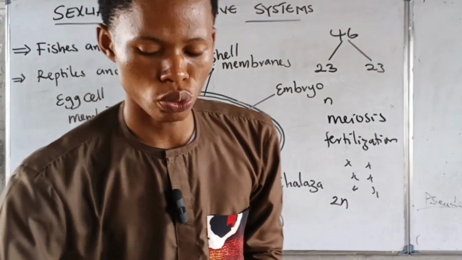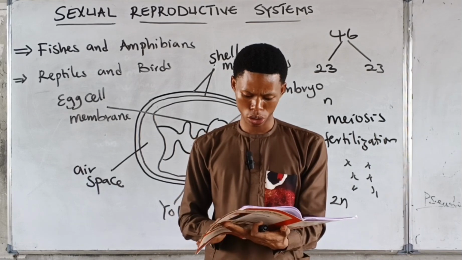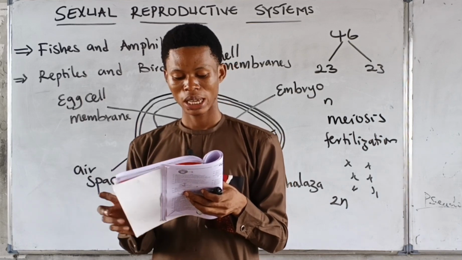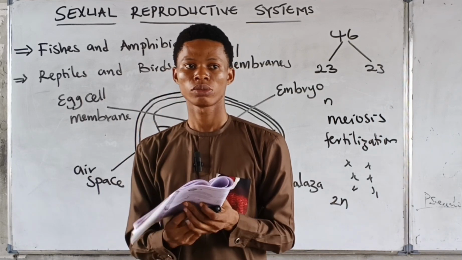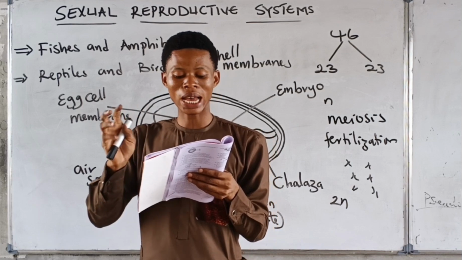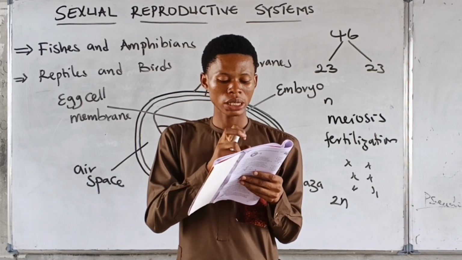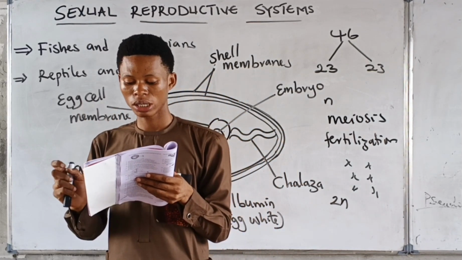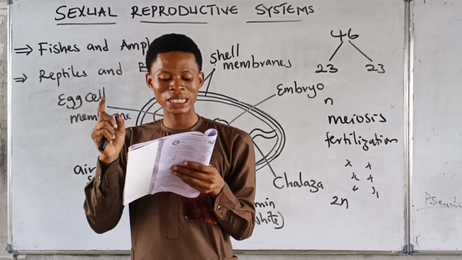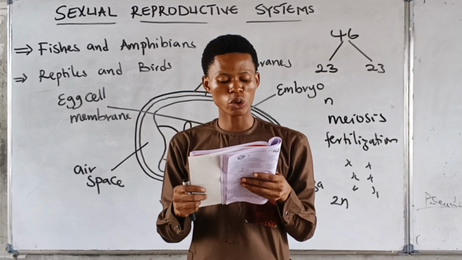Let me read a past question for you. Now listen to the question. At fertilization: A, one chromosome from the male joins another from the female. B, one gene from the male combines with another from the female. C, the male nucleus fuses with the female nucleus. D, one set of chromosomes combines with another set from the female. What's the answer? C, the male nucleus fuses with the female nucleus.